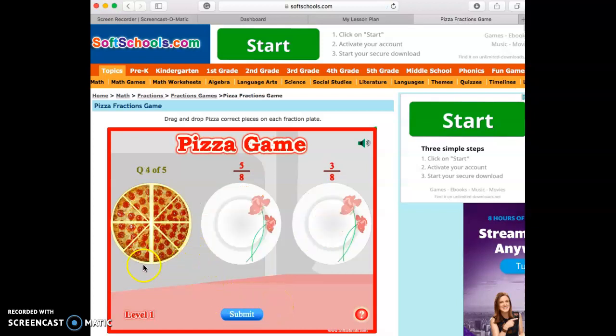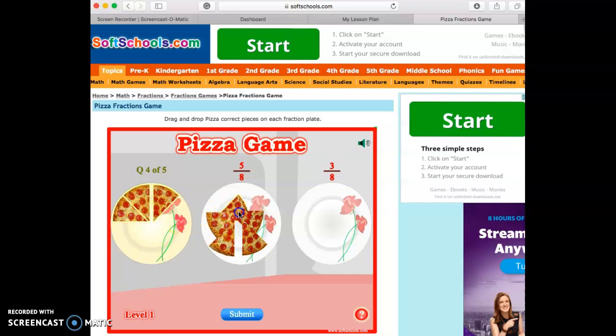Here we have another pizza that is split into 8 equal parts. So we have 5/8 and 3/8. I think this is actually the same as the last question, so we're just going to do it really quickly. 1, 2, 3, 4, 5. That's 5/8. 1, 2, 3, and that's 3/8.